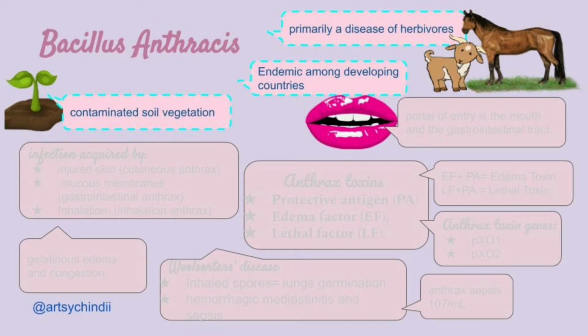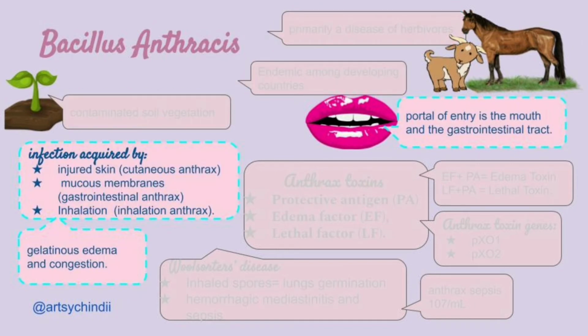Bacillus anthracis causes anthrax, which is primarily a disease of herbivores. Anthrax is endemic among developing countries. Because they are non-saprophytic organisms, the spores can be found on contaminated soil and vegetation. In animals, the portal of entry is the mouth and gastrointestinal tract.